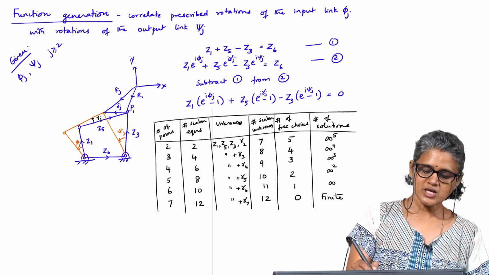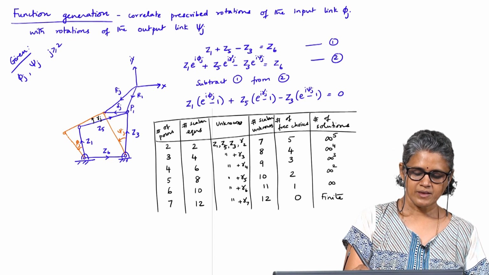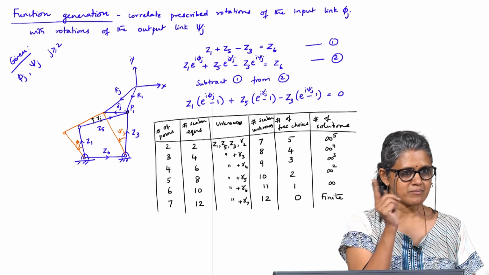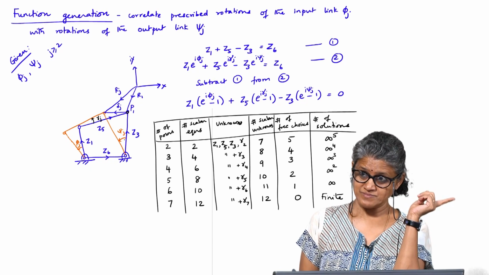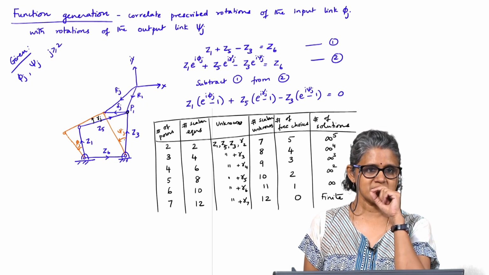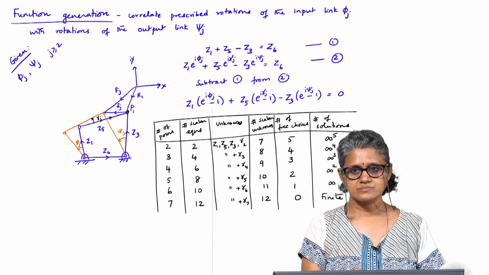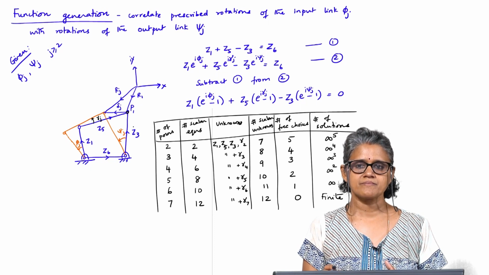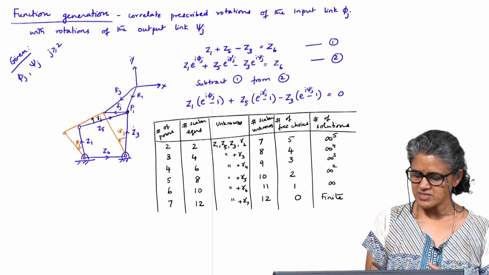You can also think of the function generation problem as a special case of the path generation problem, where the path point is the point P1 here on this output link. What is the path of this point? It is a circular path. So, it is a special case of the path generation problem, where this point P is common to the coupler and the output link, and it follows a circular path. Okay. So, this is for the function generation problem.